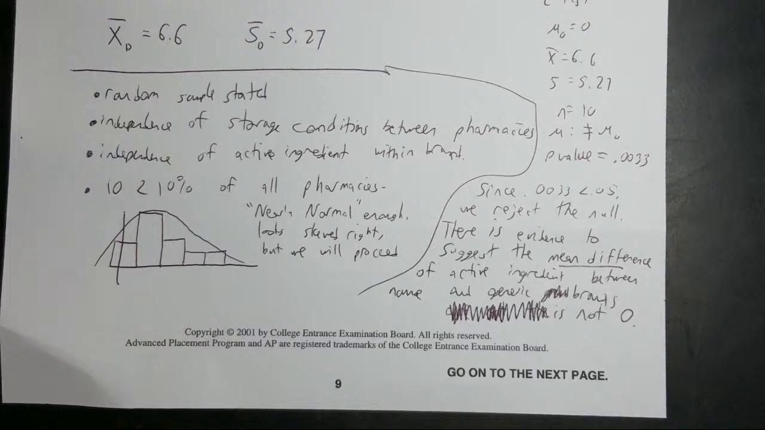You could argue that the name brand on average has more, but that's not what they were asking. They were interested if there was a difference. You could also say there's evidence to suggest that there is a difference between the amount of active ingredient between the name and generic brand. Something along those lines would also be appropriate. Again, you could say the name brand is more, but again, not what they were asking. If you wanted to run a separate test, by all means, run that separate test.